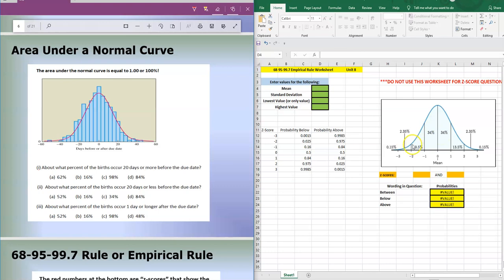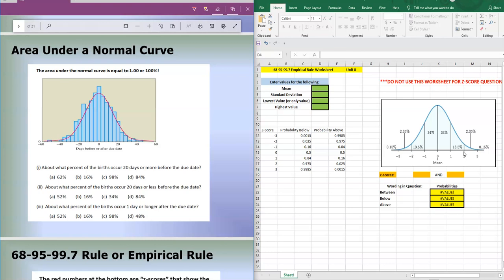So that's the way these numbers in this graph have been derived, because when you go out two standard deviation units in both directions, you capture 95%. And then when you go out three standard deviation units in both directions, you capture 99.7%. So that's where these numbers have come from.